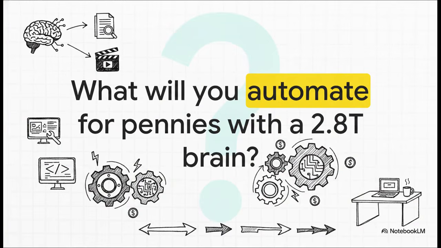Which leaves us with one incredibly exciting question. What will you automate when you can spin up a 2.8 trillion parameter brain on your desktop for pennies? The barrier to entry for frontier intelligence has literally just been obliterated. Whether you're generating complex research reports, editing videos, or building entire pieces of software from scratch, the tools are now right there in your hands.